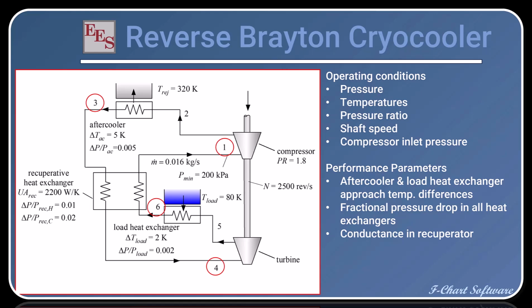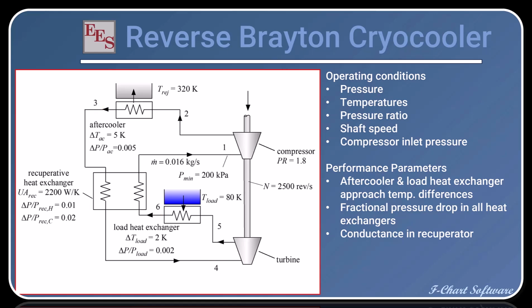So that would fix states 1 and 4. So that only leaves 2 and 5, which I would be able to get if I knew the efficiencies of the compressor and the turbine. But the whole point here is that I am going to design the compressor and the turbine, so I've got to come up with the design that maximizes their efficiency.